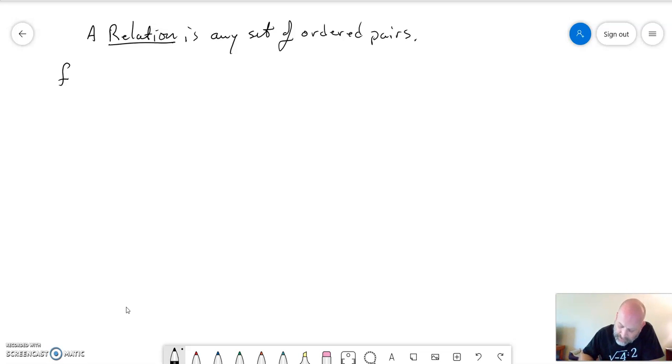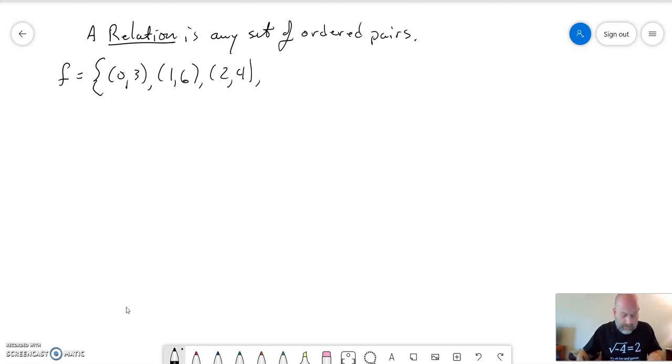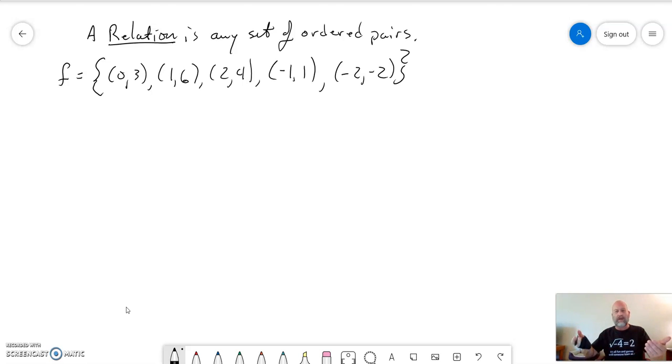So we're going to call the relation F, and F contains the points 0, 3, 1, 6, 2, 4, negative 1, 1, and negative 2, negative 2. Now with this one, there's absolutely no rhyme or reason. The connection between the X and the Y coordinate is completely random. I just pulled them out of the air. It's just a collection of points, which is what makes it a relation.